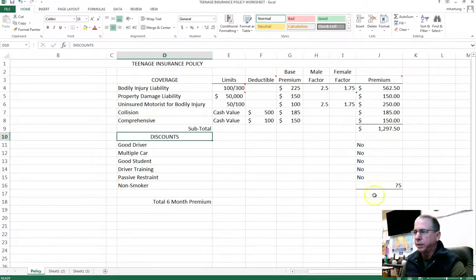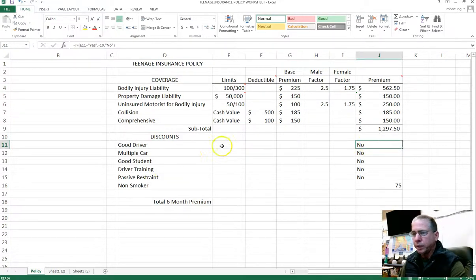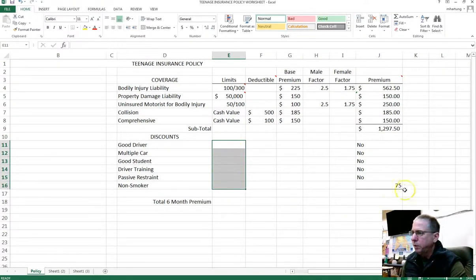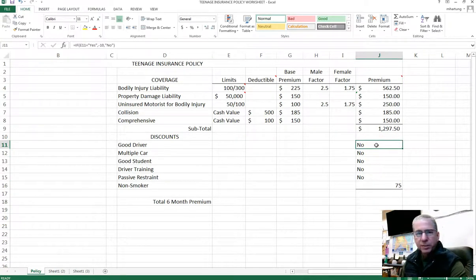All right, let's take a look at discounts, how we're going to do that. These here are going to simply be yes or no answers. If the discount applies, we'll put a yes. If it doesn't, we'll put a no. And then we're going to put in some if statements like we did in the previous lessons where we learned how to do those logical operators. And so this particular one, you could take a look right up here.